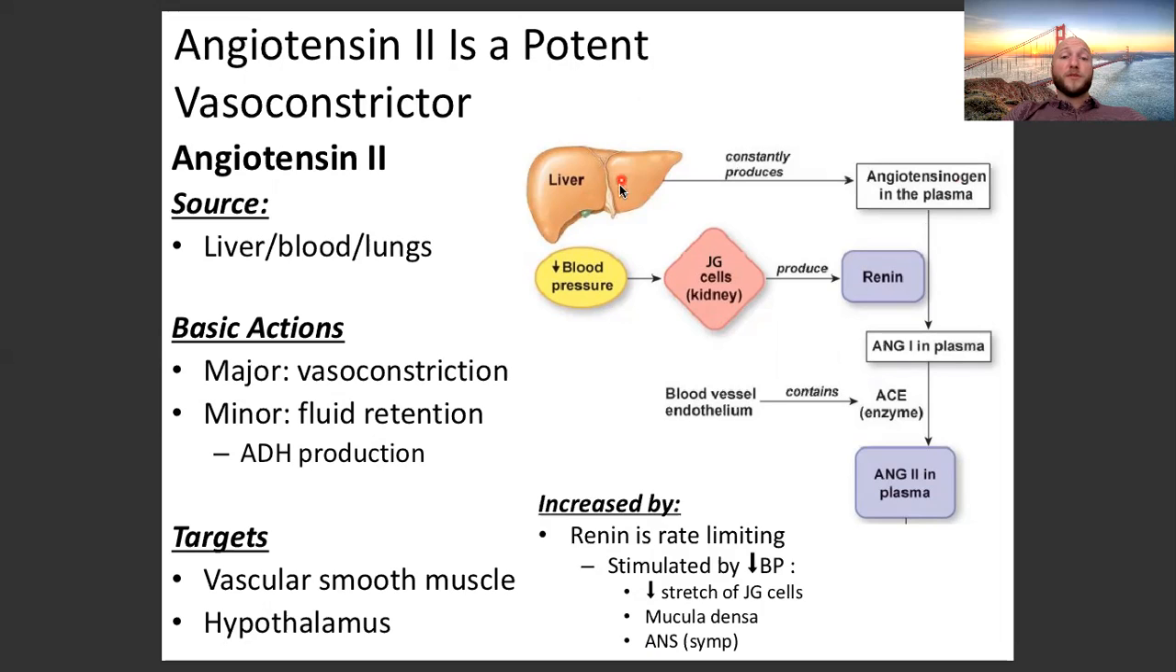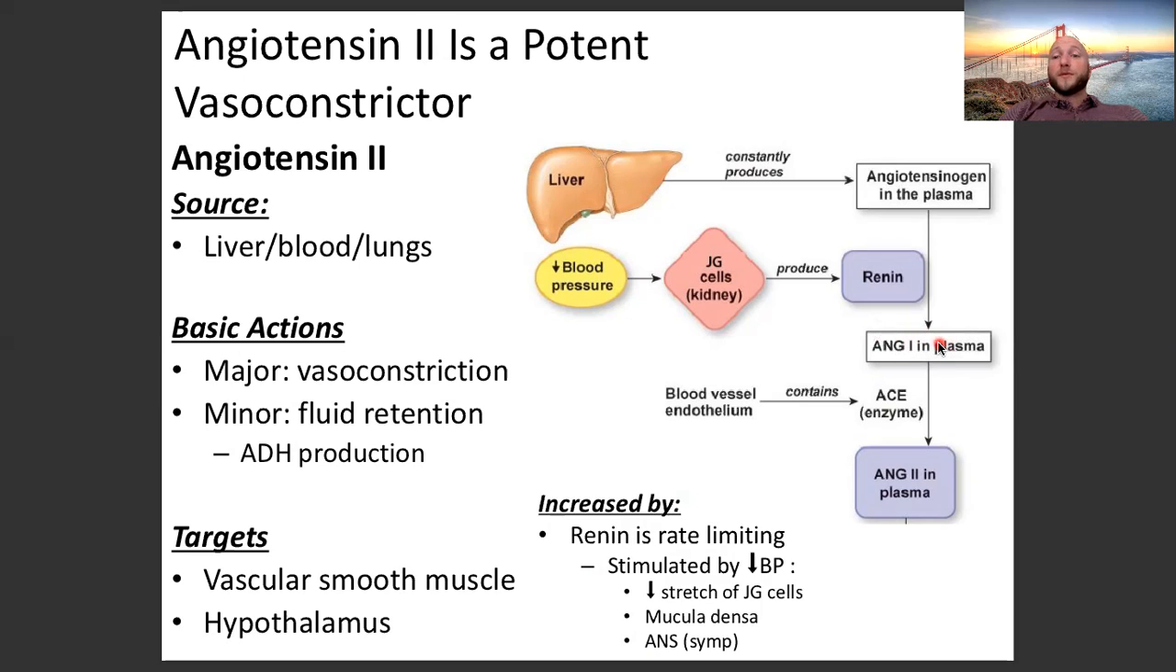We're now jumping over to somewhere else. The JG cells in our kidney detect a decrease in blood pressure, so they release renin. Renin converts angiotensinogen into angiotensin 1. Angiotensin 1 vasoconstricts.